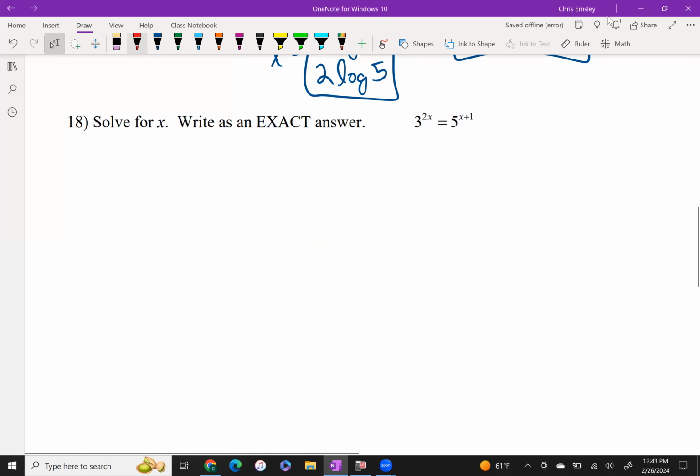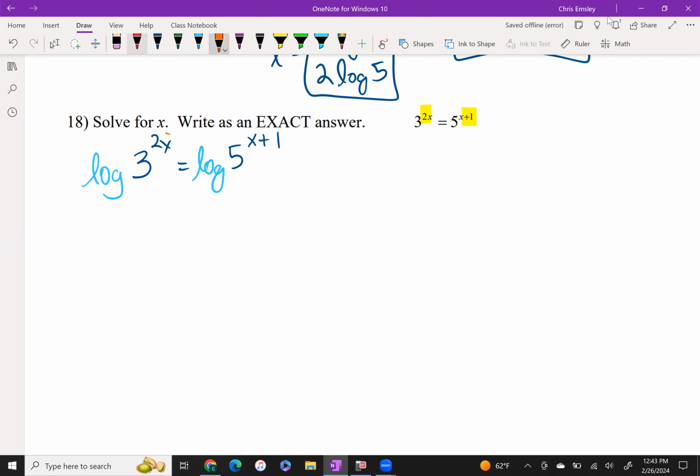Okay, number 18, another exponential function. This one's a little different because this time we have a variable in each exponent, okay? So even though it's a little different, we are going to use that same kind of trick that we used before. We're going to take the log of both sides of this equation. So we have the log of 3 to the 2x equals log of 5 to the x plus 1. Again, you can use log or natural log, it doesn't matter.